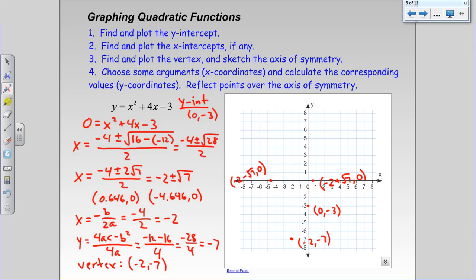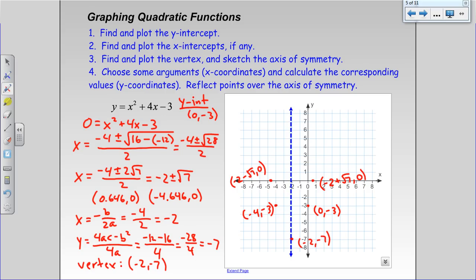Notice that that point also is midway between our two x-intercepts, as expected. And the axis of symmetry for this parabola then must pass through the vertex, and that's the vertical line x equals -2. To complete the graph, we can find some more points. One way to do that is to reflect the y-intercept over the axis of symmetry. So the point (-4, -3) is on the parabola since it's equidistant from the axis of symmetry.